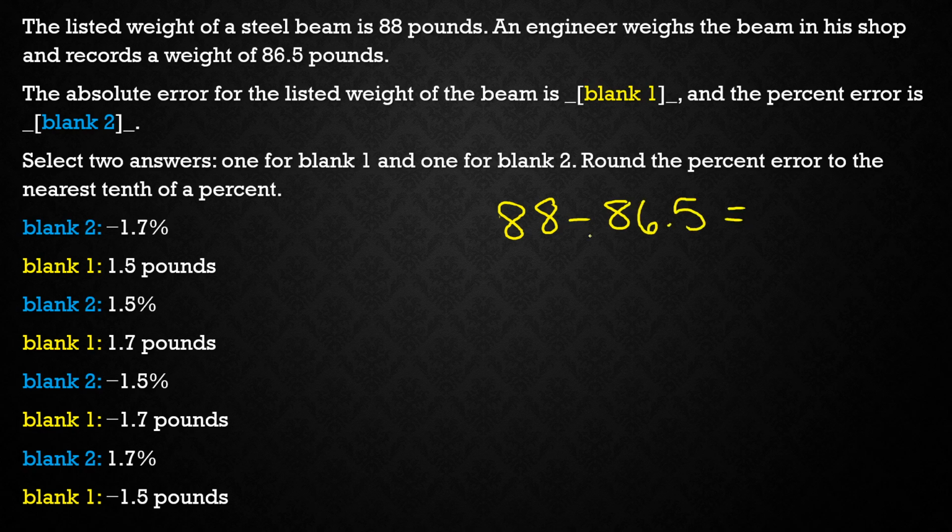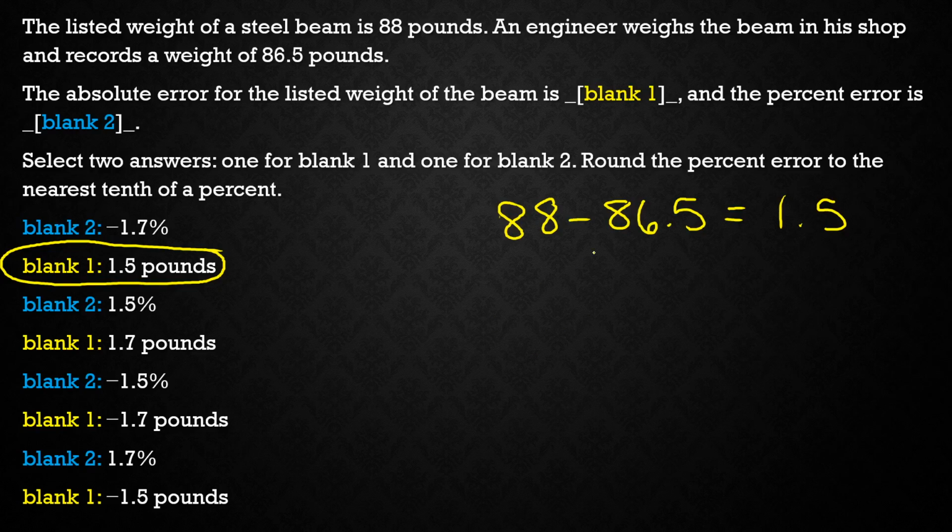Okay, so 88 minus 86.5, again, you can type this into a calculator if you would like. When you do that, you should get 1.5 pounds. So for blank 1, it is a 1.5 discrepancy. He's missing 1.5 pounds of his beam. Okay, blank 2 wants to know what the percent error is.